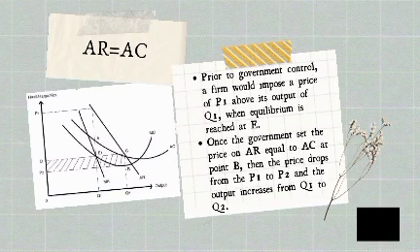The second one is AR equal to AC. Below this price, the monopoly firm will only enjoy normal profits, where this pricing policy is also said to be the price that brings a fair return or return on capital to the monopoly. Prior to government control, a firm will impose a price of P1 at an output of Q1 when equilibrium is reached at E. At this output, the monopoly firm is enjoying a more than normal profit. Once the government sets the price of AR equal to AC at point B, then the price drops from P1 to P2 and the output increases from Q1 to Q2.